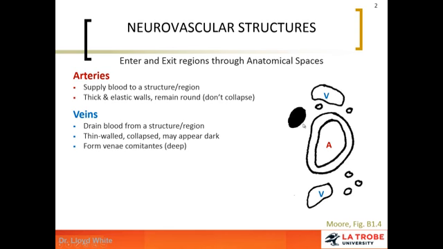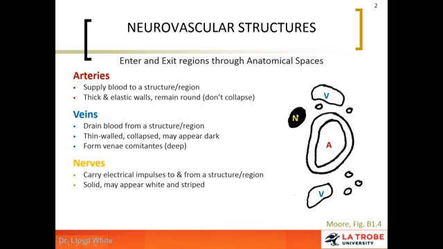This solid black circle here is representative of a nerve, and nerves are the structures that carry the electrical impulses to and from structures or regions of the body. In anatomical specimens, they appear solid, often a matte white or cream colour, and often striped longitudinally, which represents the fascicles within that nerve all running in the same direction.